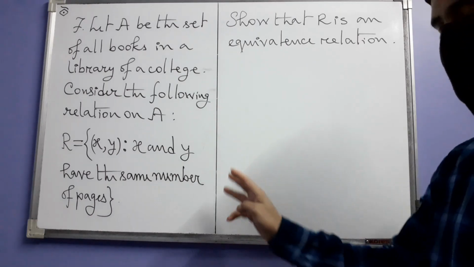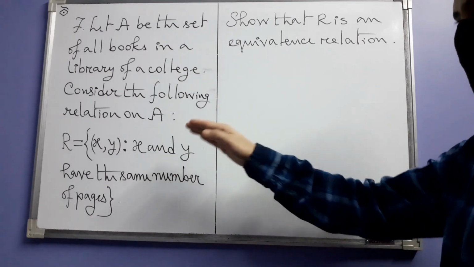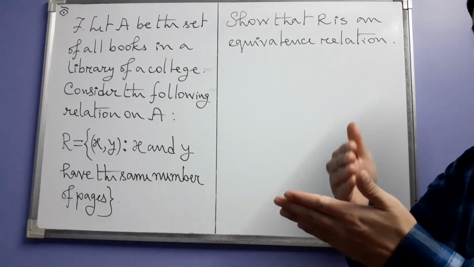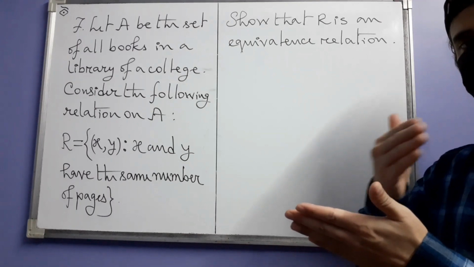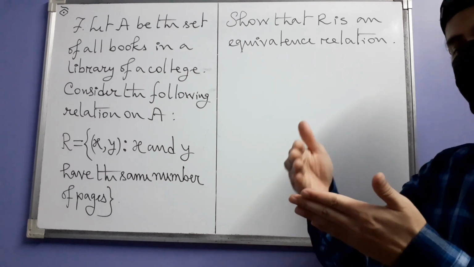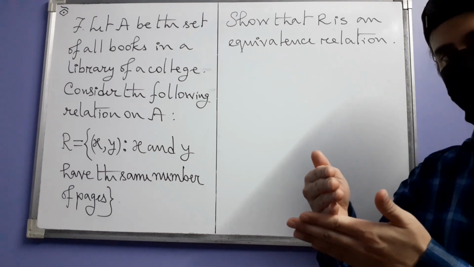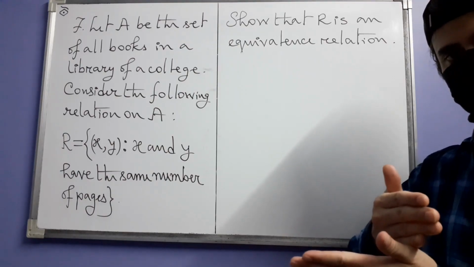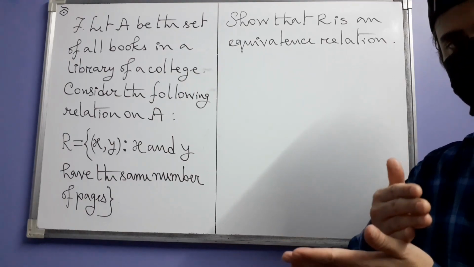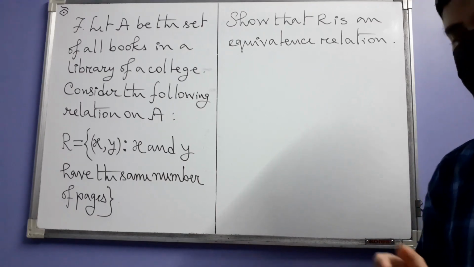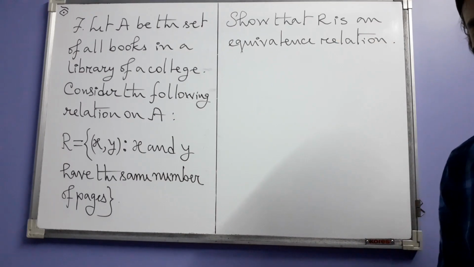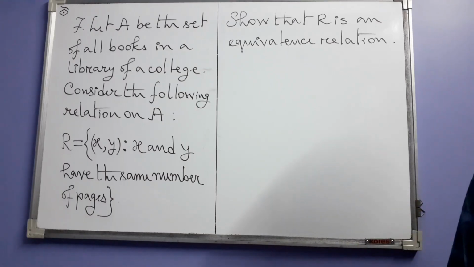You take three books, not necessarily distinct, x, y and z from that library, and say x is related to y and y is related to z. That means x and y have the same number of pages and y and z have the same number of pages as well. So obviously x and z also should have the same number of pages. So x comma z will also be in R. So that makes R transitive. So that is why it's an equivalence relation.